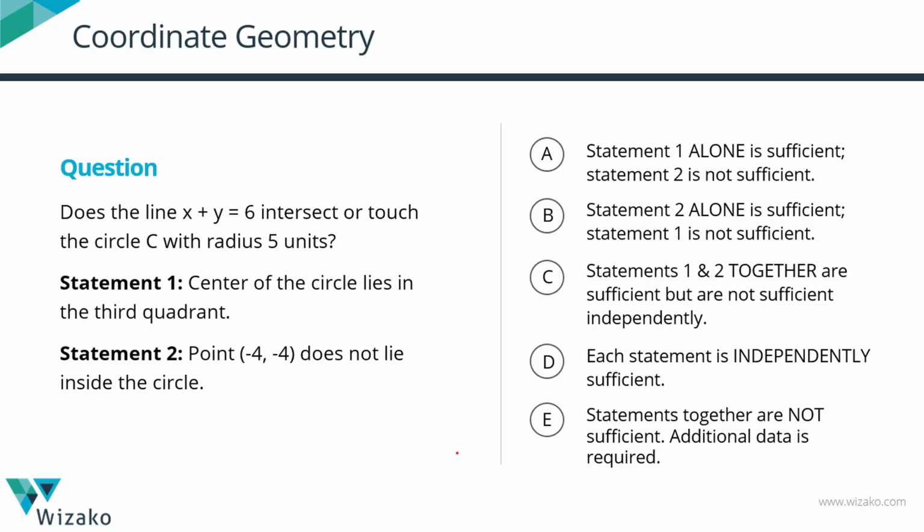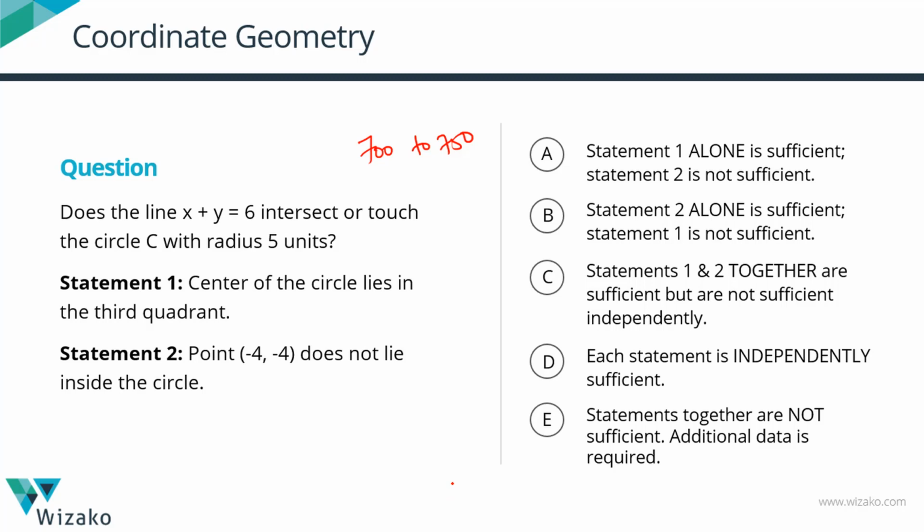This is a GMAT data sufficiency hard math question. I'll classify this one as a 700 to 750 level question. This is from coordinate geometry. Core concepts tested are basically equations of a straight line, distance between 2 points whose coordinates are given, and one other important concept, which is the perpendicular distance between a point and a straight line.